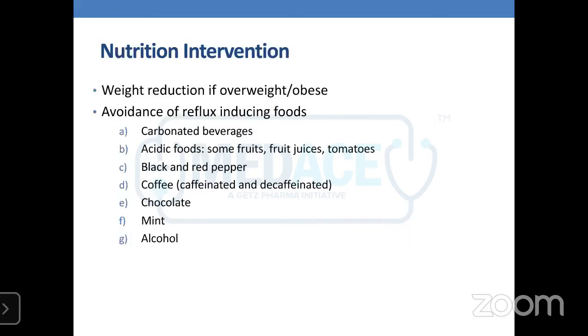The third intervention is weight reduction if overweight and obese. I think this is something very, very important, and several studies have shown that it has a very good effect. It is associated with reduced reflux events and improvement in the symptoms when the patient has lost weight.